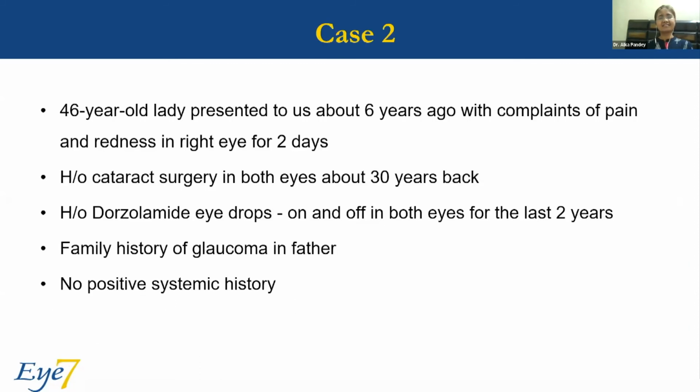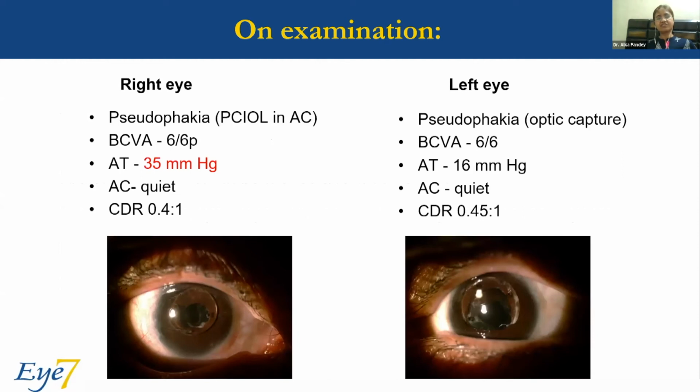The second case is that of a 46-year-old lady who presented about 6 years ago with complaints of pain and redness. She had a history of cataract surgery about 30 years ago when she was a young child of 16. She was on dorzolamide eye drops on and off in both eyes for the last 2 years. On examination, she had pseudophakia. Her vision was good, but her right eye pressure was very high. It was 35 millimeters of mercury, although her cup-disc ratio was 0.4.